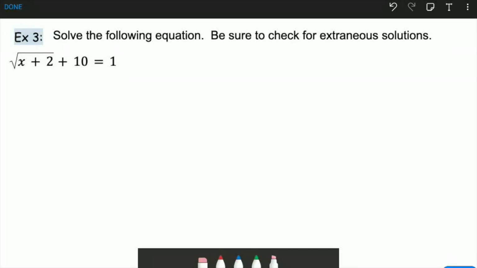Okay, in this example, we're going to be solving the equation, the square root of the sum of x and 2, then outside our radical plus 10 equal to 1. Since x only occurs one time, we can do this one with reverse order of operations, getting rid of the stuff outside the radical first, subtracting 10 from both sides. That gives me the square root of x plus 2 equals -9.